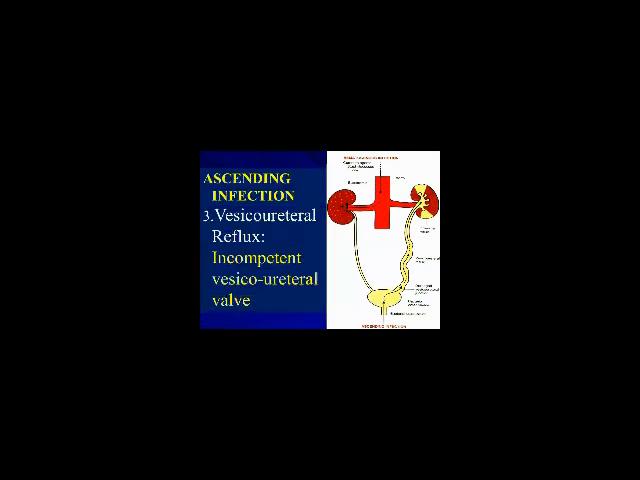In third stage, infection spreads from bladder into the ureter. And this occurs due to vesicoureteral reflux. And this reflux occurs because of the incompetent vesicoureteral valve.